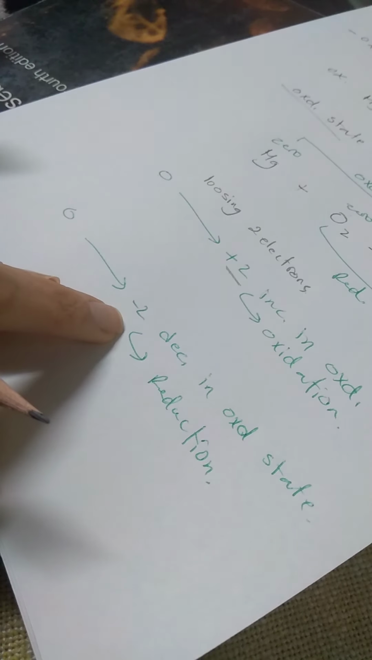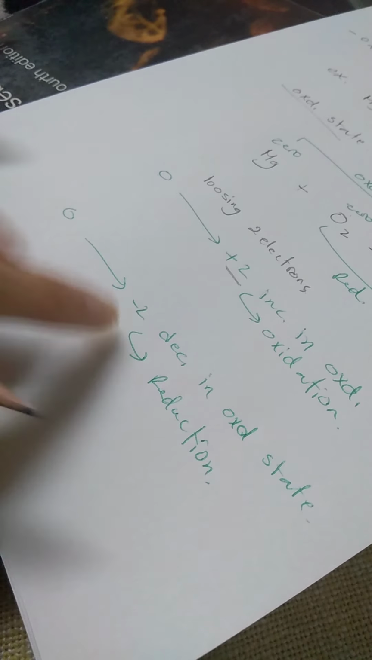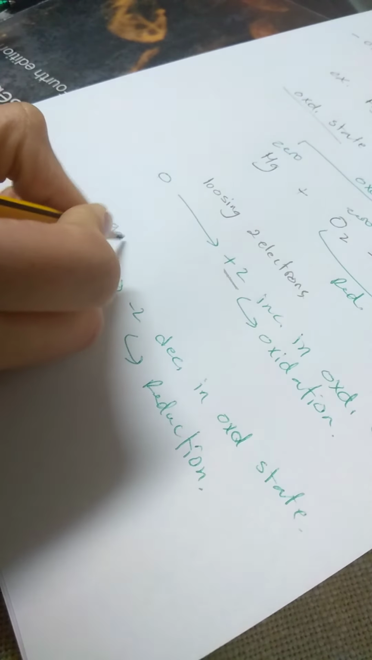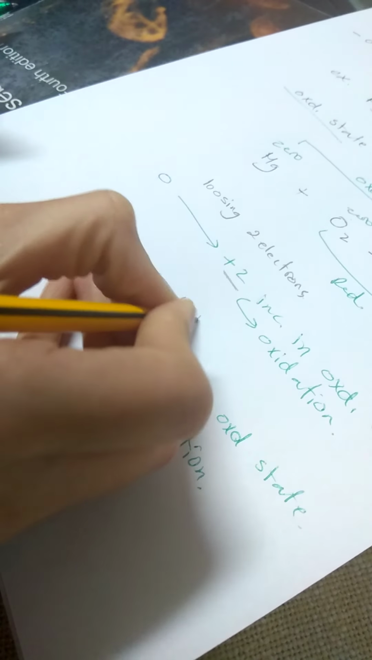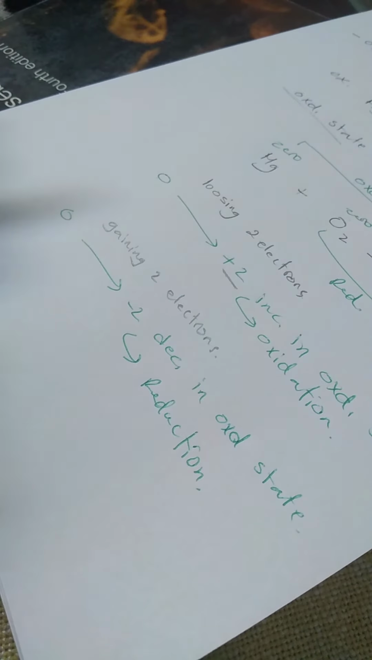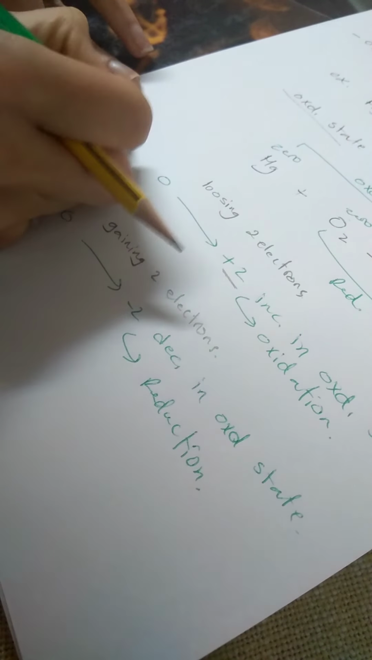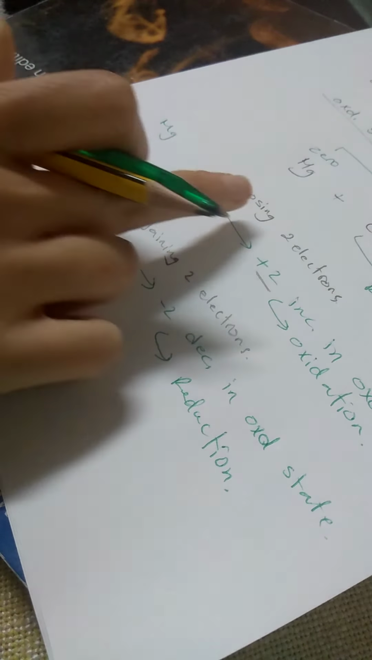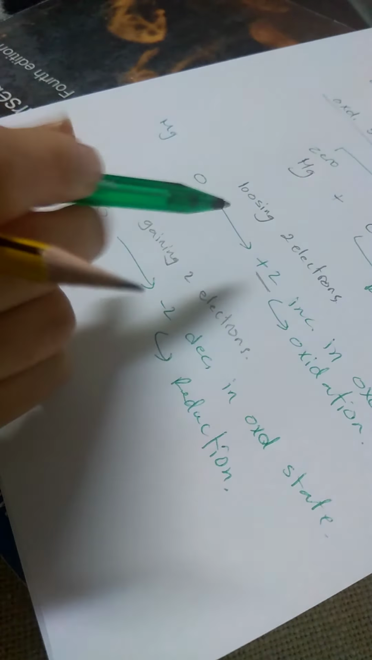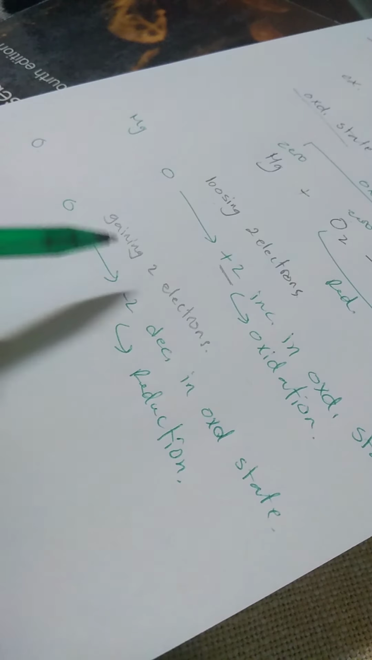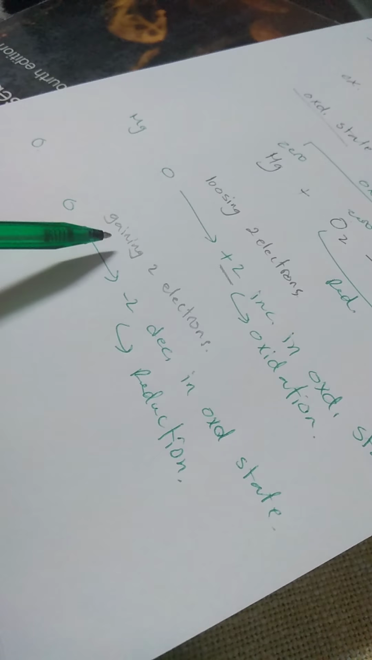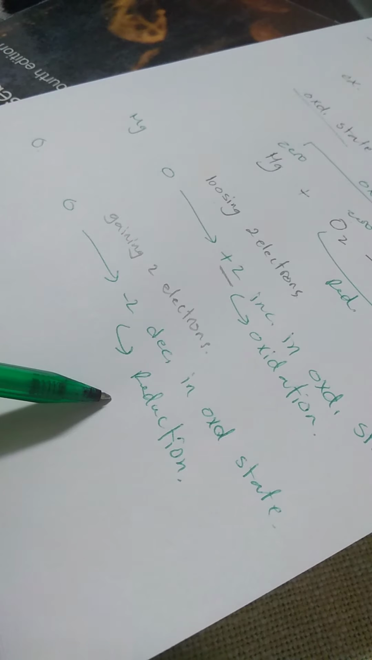The oxygen goes from 0 to -2, so it gained electrons. How many electrons did each oxygen atom gain? 2 electrons. So this is for the magnesium, this is for the oxygen. Magnesium lost 2 electrons, so losing electrons is oxidation. Oxygen gained 2 electrons, so gaining electrons is reduction.